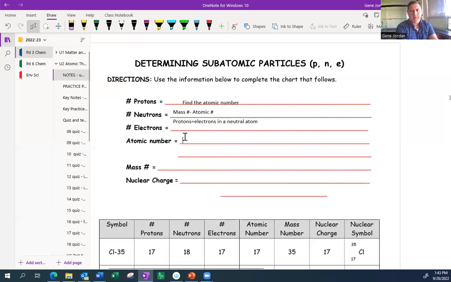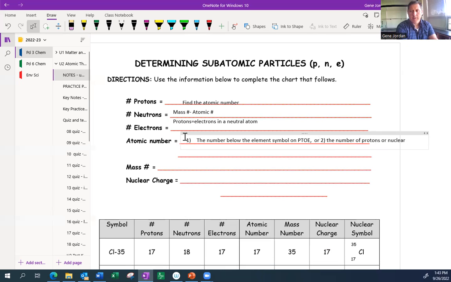How do you find the atomic number? Well, you can always look on the periodic table. It's the number below the element symbol on our periodic table. And sometimes we use Z for short, or Z is another option. It's the number of protons, or the nuclear charge, we call it.